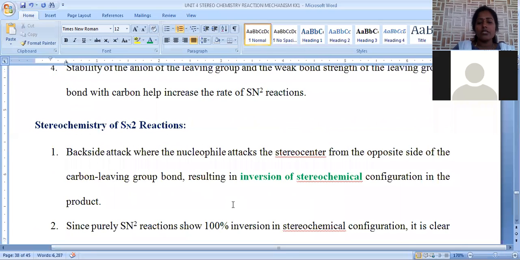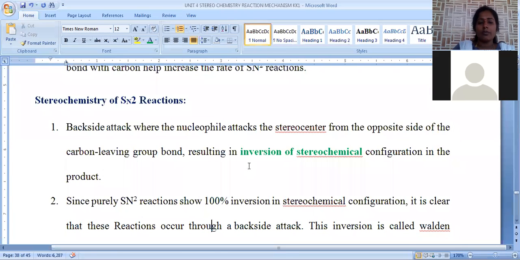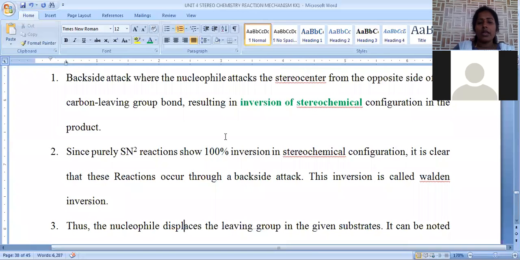Okay. Stereochemistry of the SN2 reaction. What is the stereochemistry? Inversion of the configuration. Inversion of stereochemical configuration is the stereochemistry of the SN2 reaction. The reason is, in the case of the SN2 reaction, the product is always formed from the back end with respect to the already existing nucleophile. Okay, 100% inversion is possible.